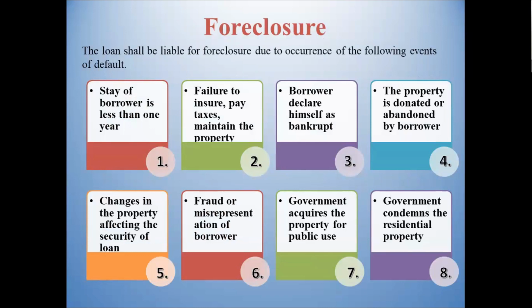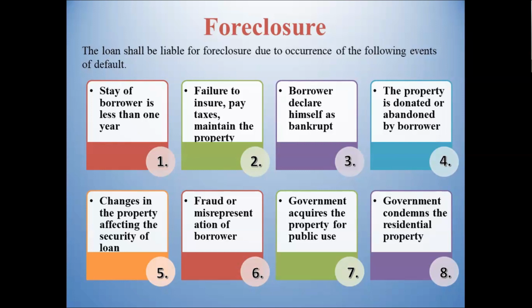These 8 cases can be: first, if the borrower decides to stay out of the house and doesn't want to stay in the same house, because a reverse mortgage loan is available only against a self-occupied house. If the borrower doesn't want to live in the same house, he has to repay the loan. Second, if the borrower does not pay the statutory payments, or is unable to maintain the property. Third, he or she fails to buy insurance for the property, which is again a violation of the clauses of the contract.